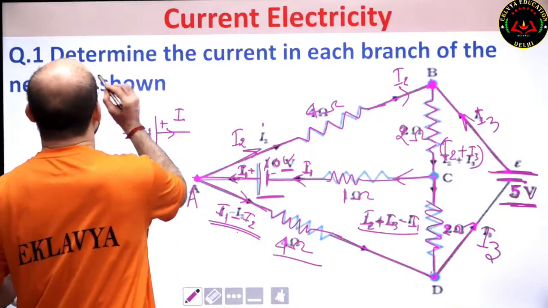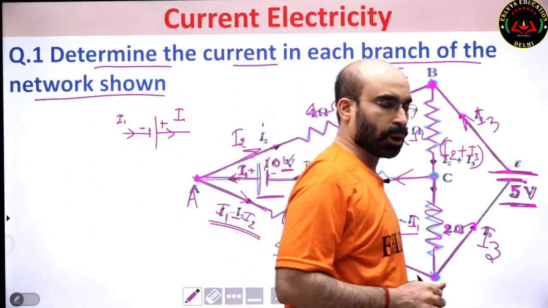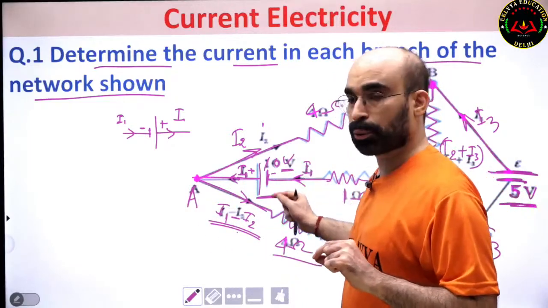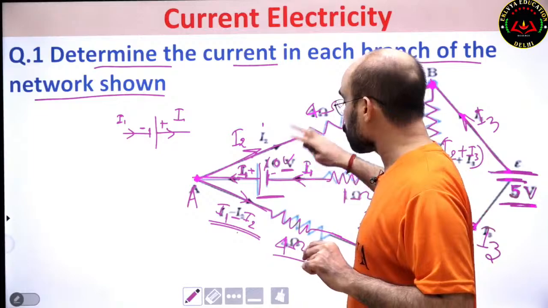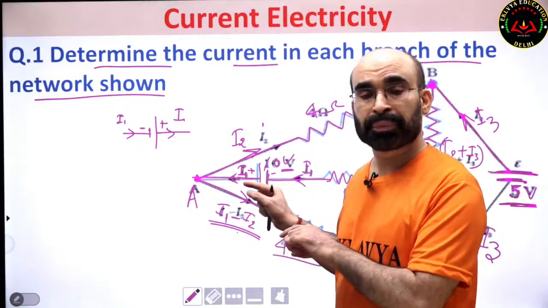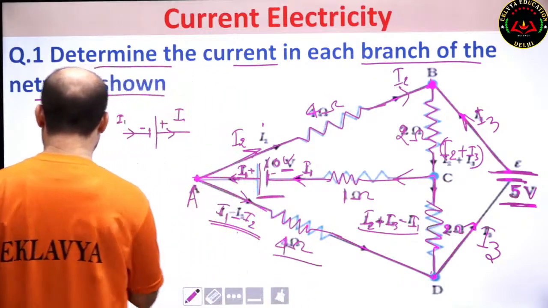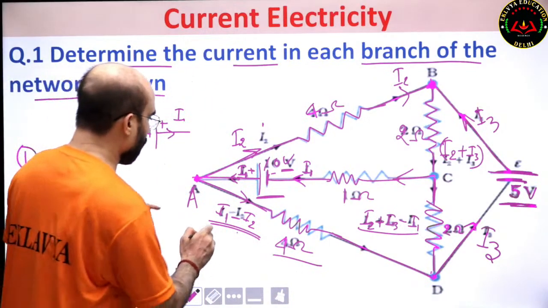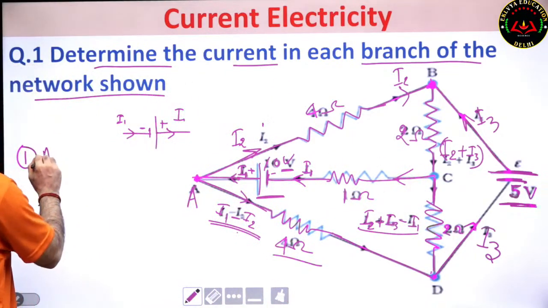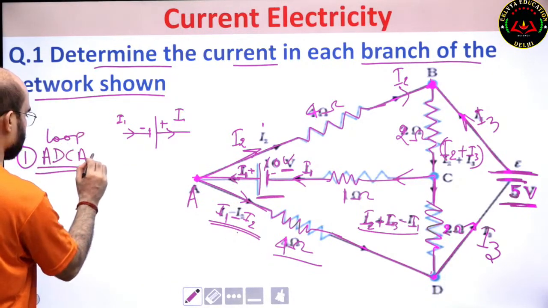So the question is, we need to determine the current in each branch of the network shown. You know what we need to do? We have already applied the junction rule. Now we need to apply the loop rule. How to go about it? Let us take the loop A, D, C, A. This is loop A, D, C, A.